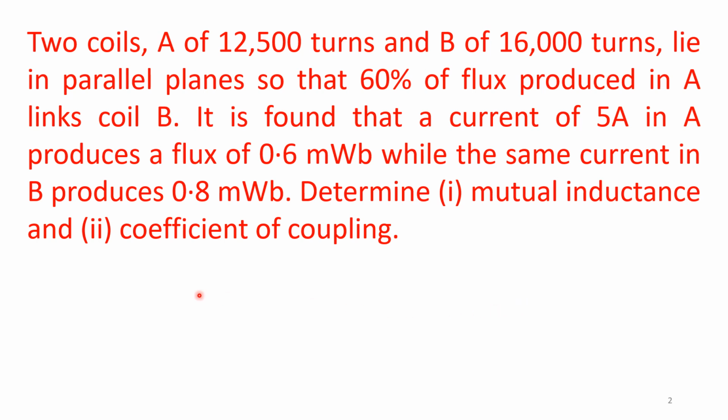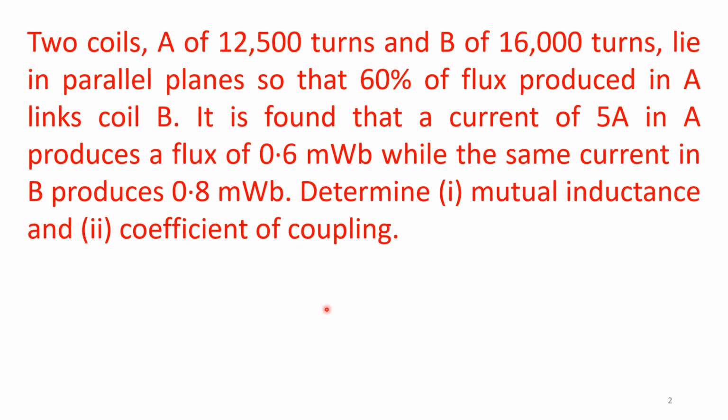I have taken a problem of two coils, A of 12,500 turns and B of 16,000 turns, which lie in parallel planes so that 60% of the flux produced in A links with coil B. It is found that a current of 5 amps in coil A produces a flux of 0.6 milliweber, while the same current in B produces 0.8 milliweber. Determine mutual inductance and coefficient of coupling.